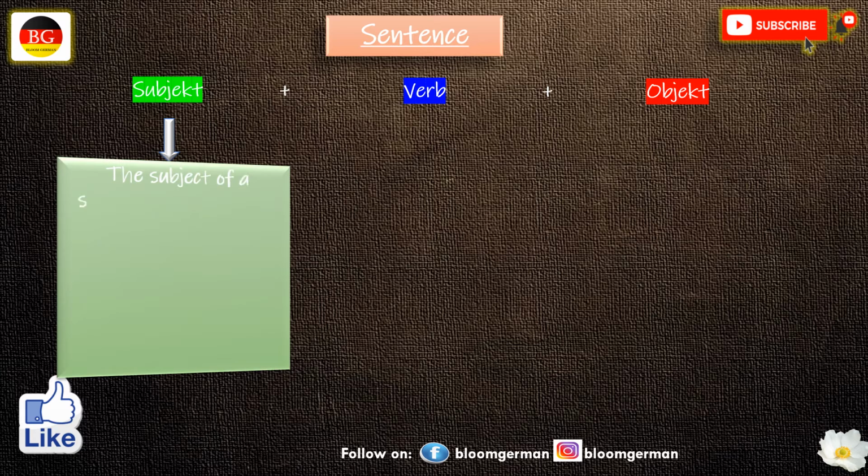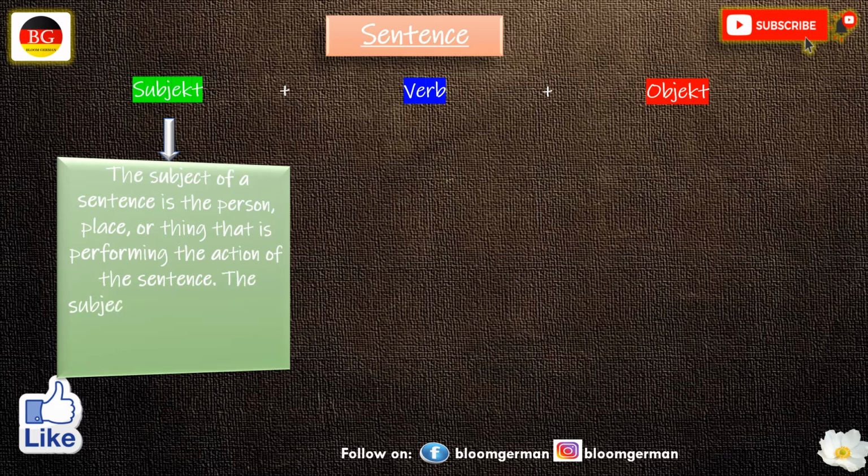The subject of a sentence is the person, place or thing that is performing the action of the sentence. The subject represents what or whom the sentence is about. For example, I buy an apple. Okay. Who is buying an apple? I. So I is a subject. Let's see verb.